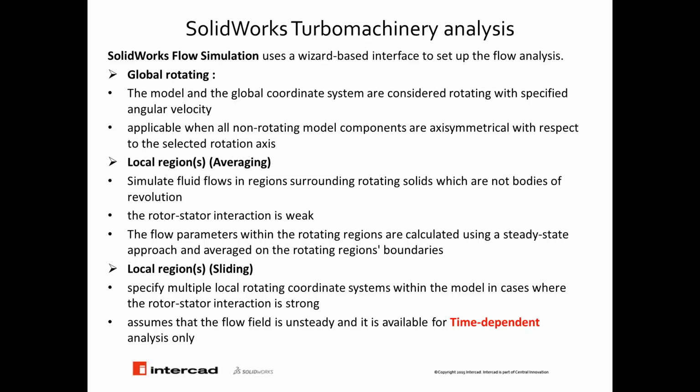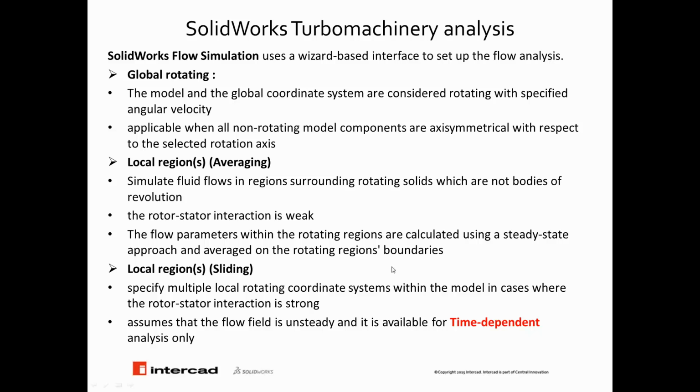The third one, which is the most complicated one, is local regions by sliding. Well, we have unsteady, time-dependent flow, and then we would like to make a strong connection between the cells inside the rotating components and the cells outside of it. And we have a strong connection or interaction between the rotor and the stator that might have tiny gaps. All right, so all of these three are the options we have in SolidWorks Turbomachinery, and today we are going to look at how we can utilize them if you have a project.